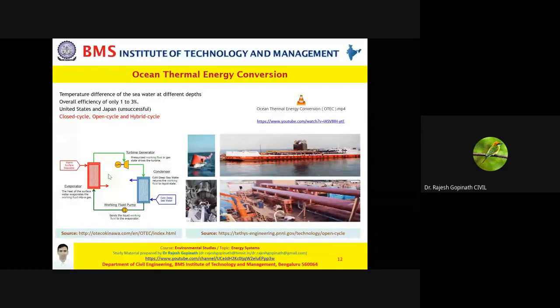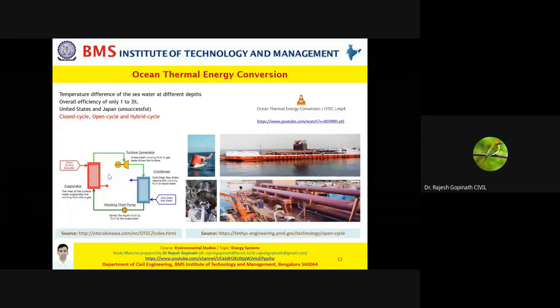Okay, and this temperature difference, my friend, is very huge. If the temperature difference can be more than 20 degrees Celsius, I can utilize this. But at the same time, if this temperature difference is not so much, then it becomes very difficult for me to extract this energy.